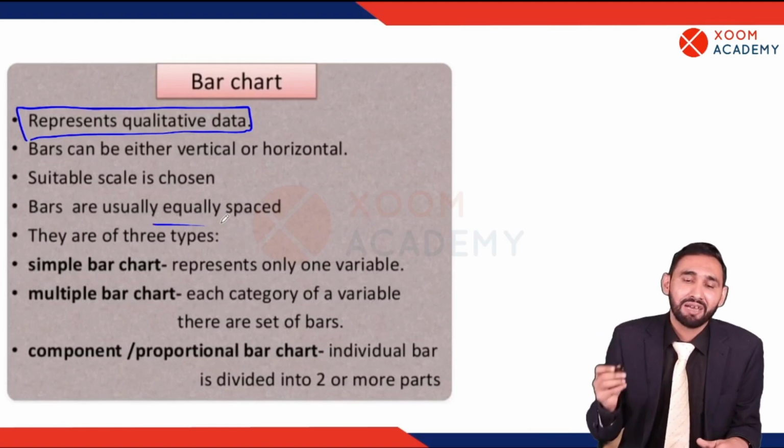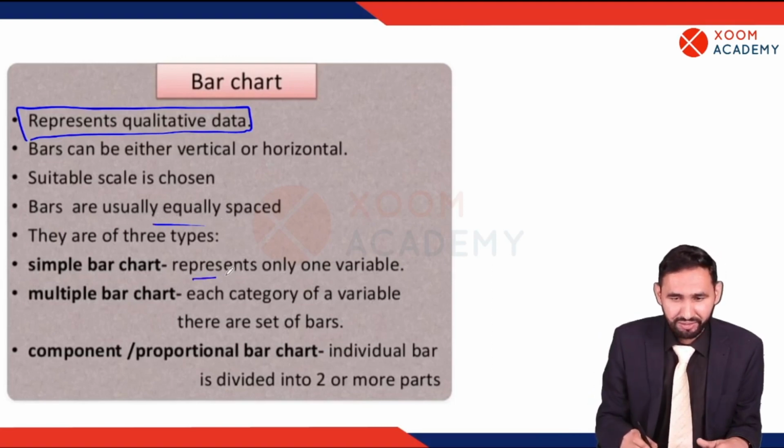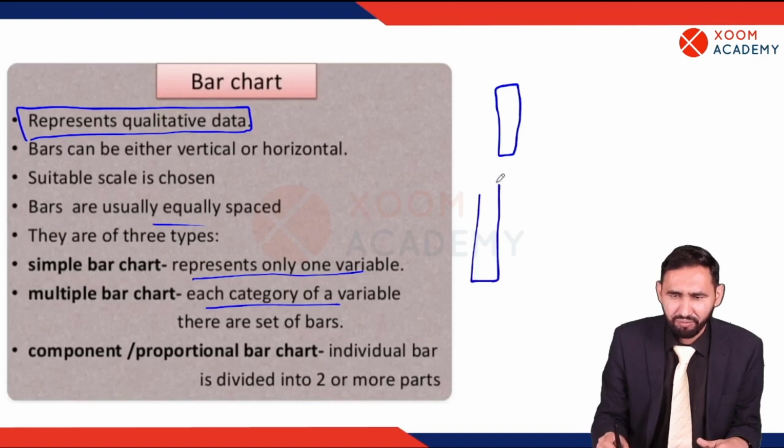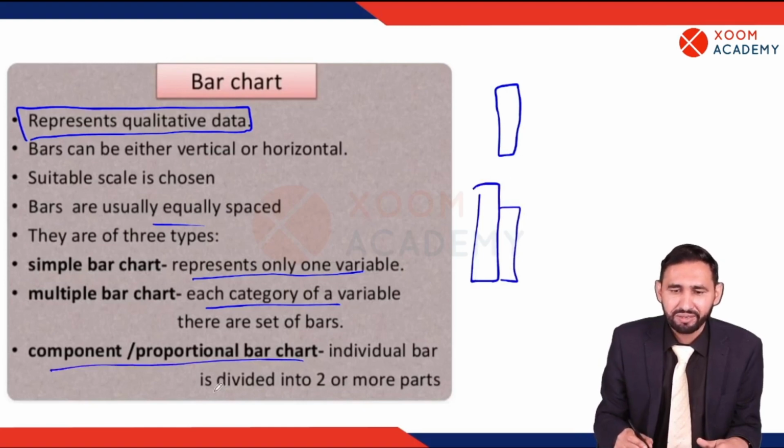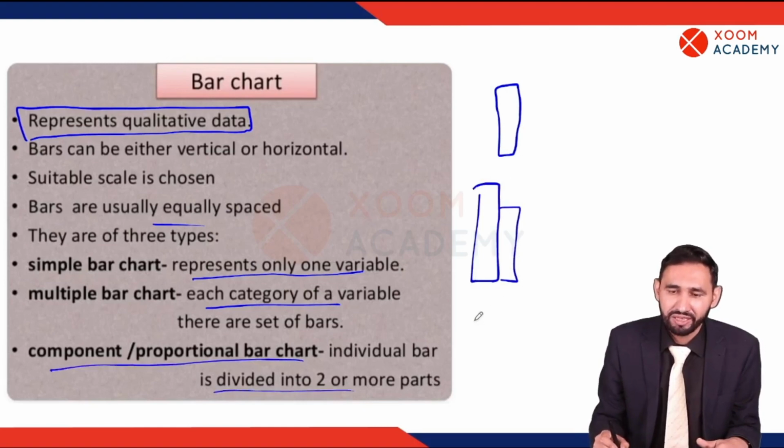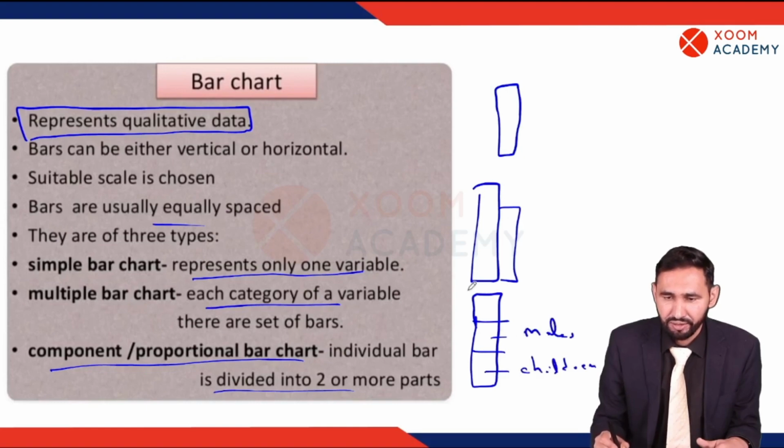So there are three types of bar charts. Simple bar charts show one variable, like population. This is a simple bar chart. Multiple bar chart categorizes a variable, like we categorize population according to area. That is a multiple bar chart. Component: when we divide into components like composition of our population, these are children, these are males, and these are females. This is a component bar chart.